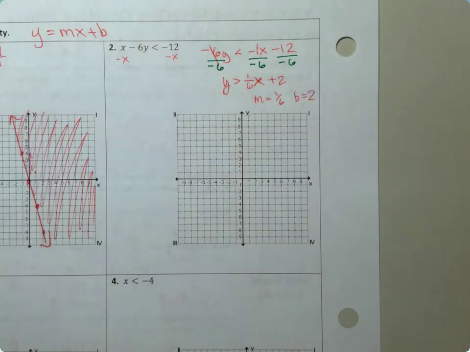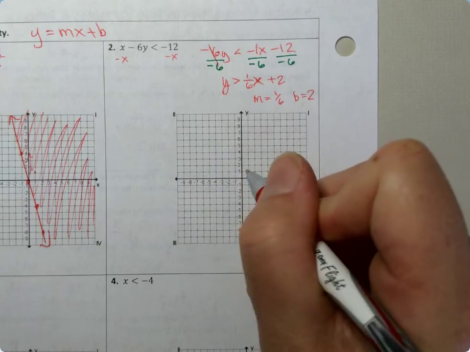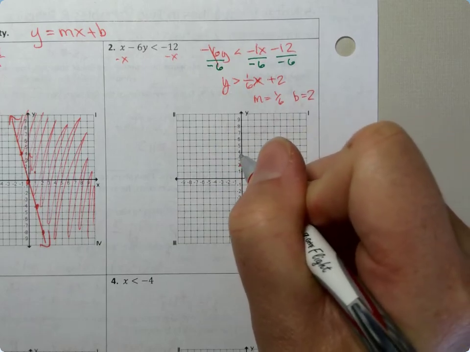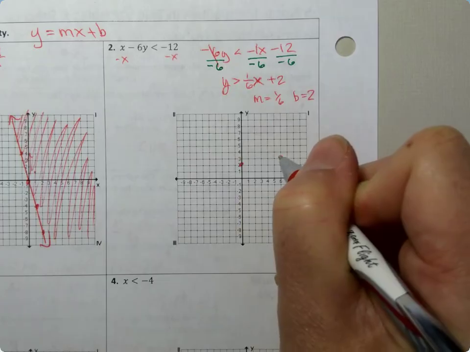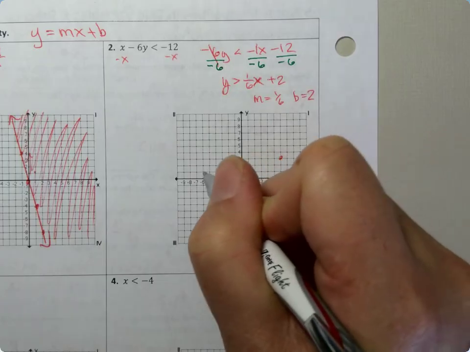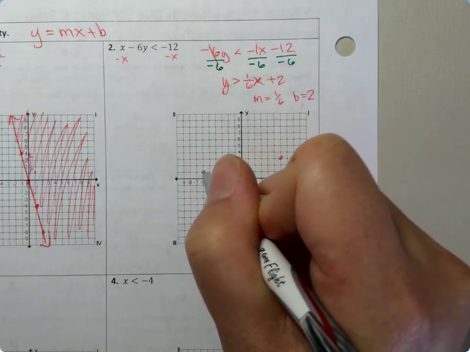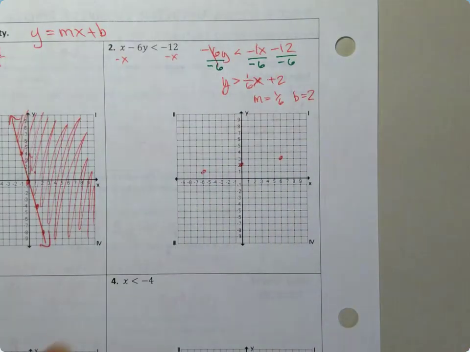So nothing new here. Same thing you did. The difference is we have inequalities. So start on the y-axis at +2. Go up 1 and then right 6, and I'm going to go the other way, -1, -6. If I have a positive slope, my line should be going uphill.